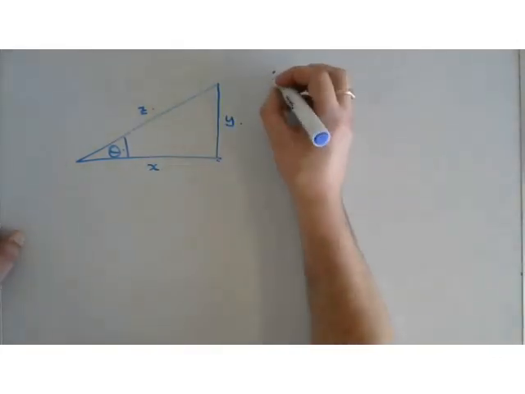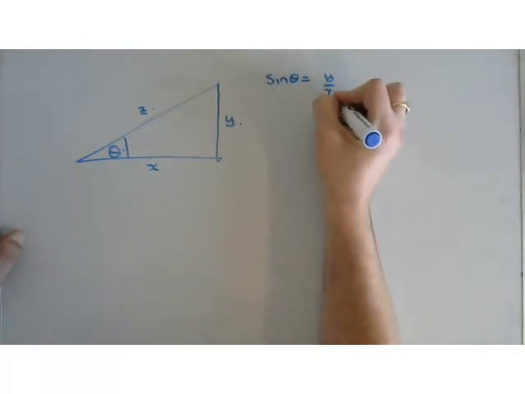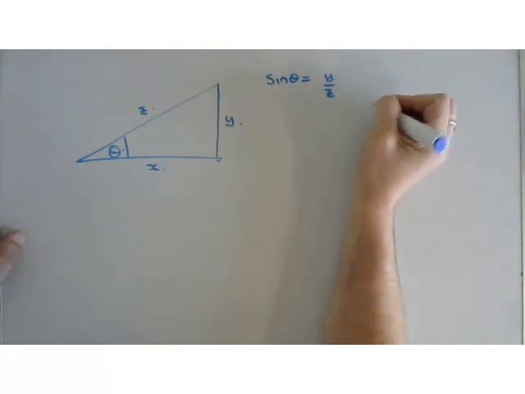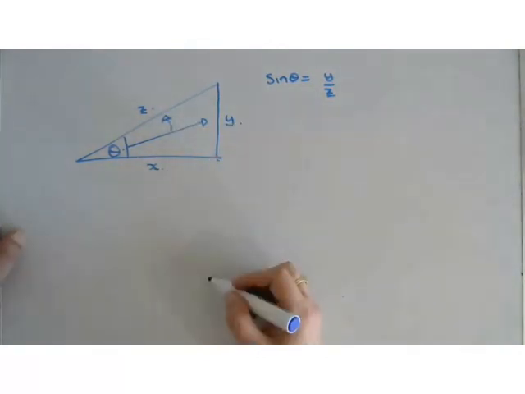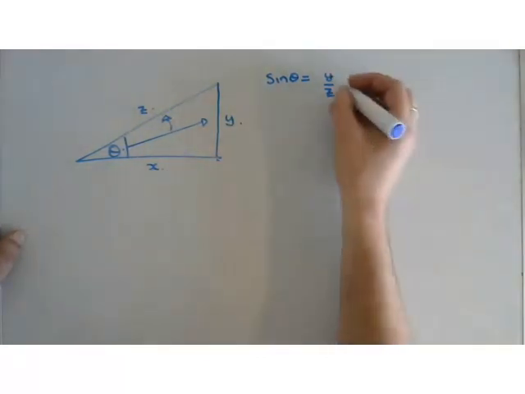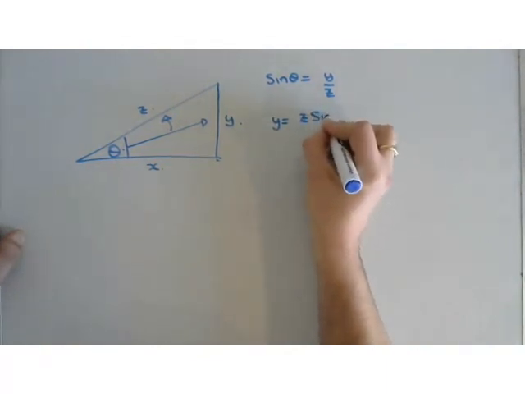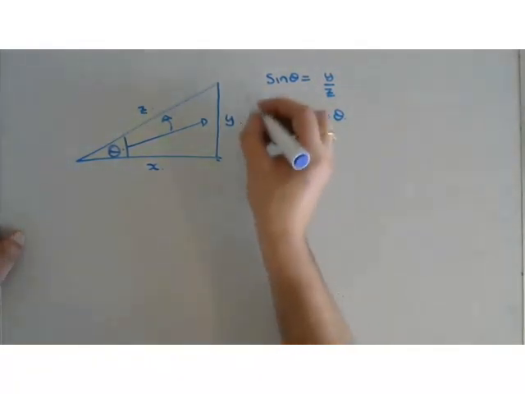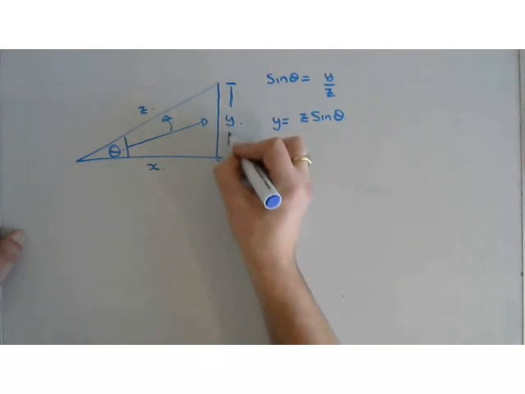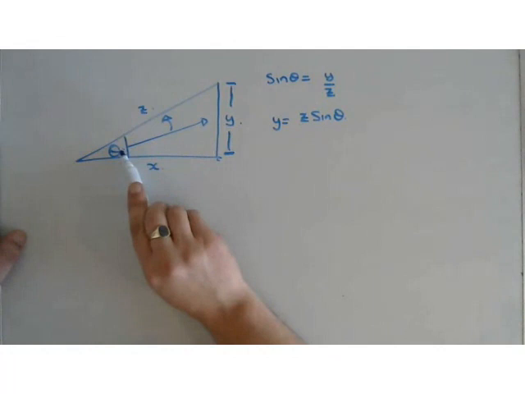So if we look at what sine and cos are, sine of theta is Y over Z. That's the definition of sine: the opposite over the hypotenuse. That means Y is Z sine theta. So the length from here to here is exactly the same as Z sine theta.